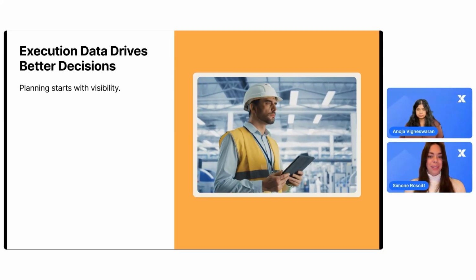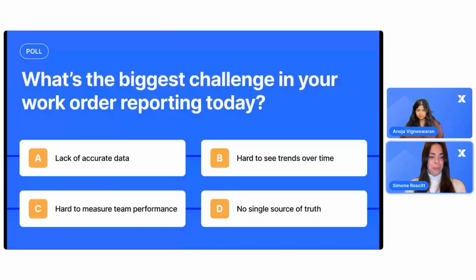So now I want to bring a question to the group, and that is the biggest challenge in your work order reporting today. When you're thinking about how you're doing reporting around your work orders, which one stands out the most to you? Is it lack of accurate data? Is it hard to see trends over time? Or hard to measure team performance? Or maybe there's just not a single source of truth? I'd love to hear which one is the most pressing challenge for you all today. So feel free to vote, and we'll give you a few seconds to give us your replies.